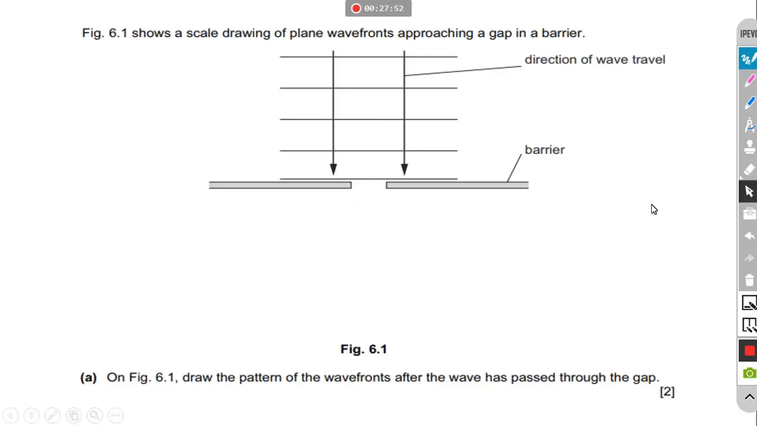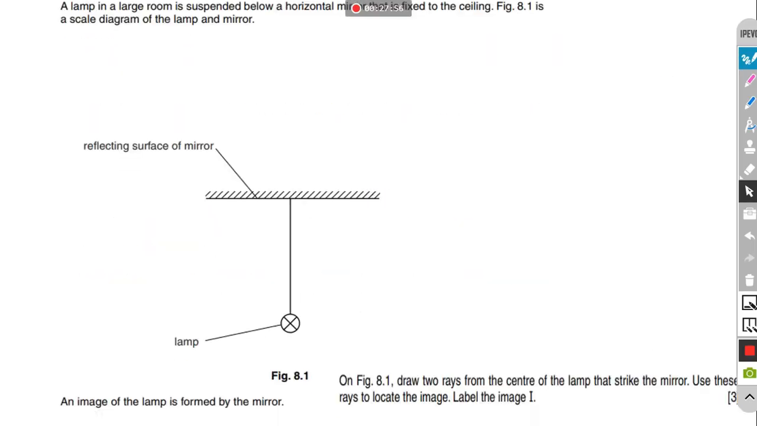This time we'll deal with light reflection. Now it says over here, a lamp in a large room is suspended below a horizontal mirror that is fixed to the ceiling. Figure 8.1 shows a scale diagram of the lamp and the mirror. So this is what you see. We need to draw 2 rays from the center of the lamp that strike the mirror, and then we use those rays to locate the image.